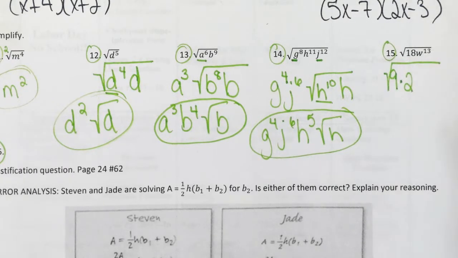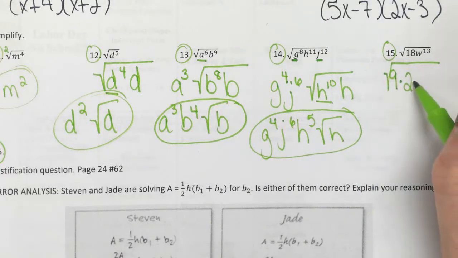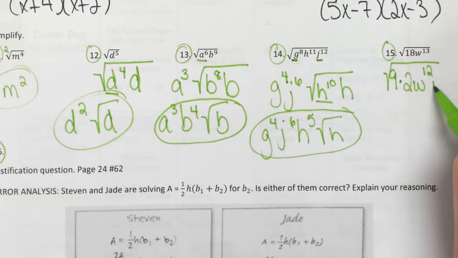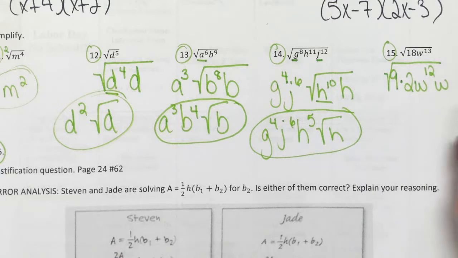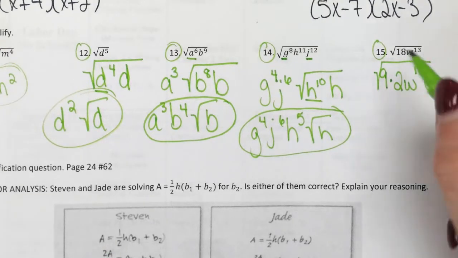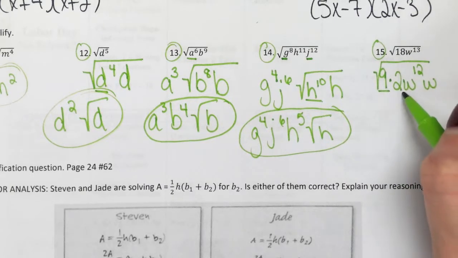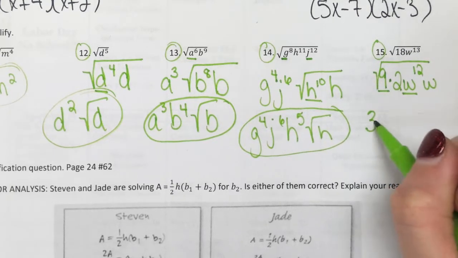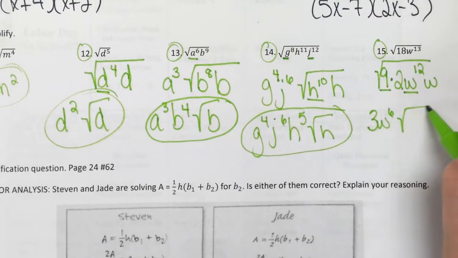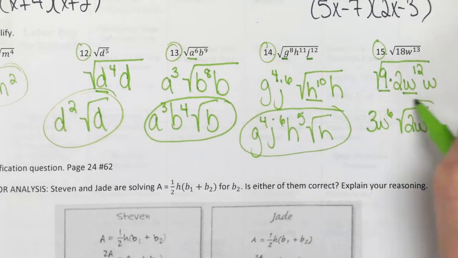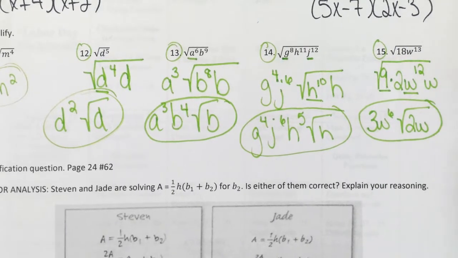And then 9 times 2, right? Then break up the w to the 13 as 12 and 1. All right, and what 2 guys get to come out? And there you go. So it becomes 3, w to the 6, and then the 2 and the w stay inside. Y'all okay?